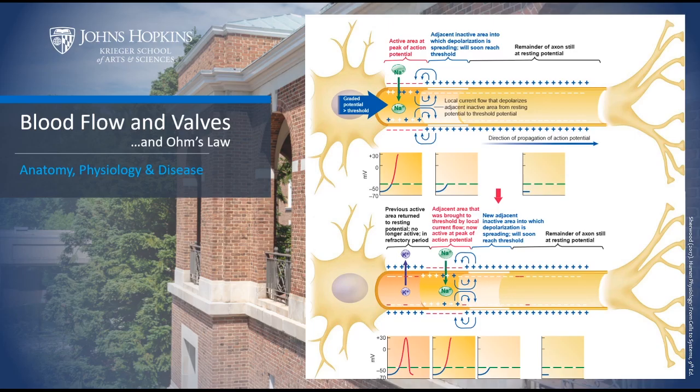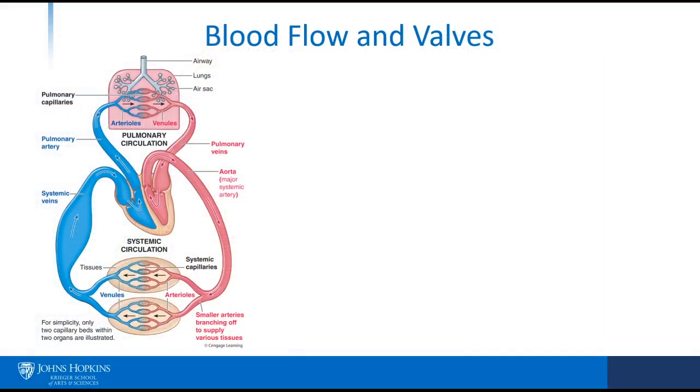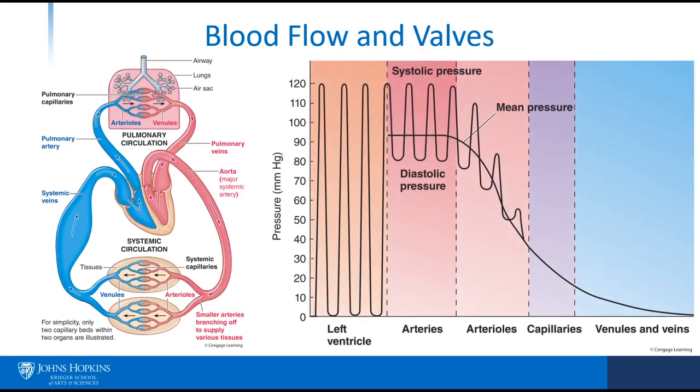In the cardiovascular system, a similar implementation of Ohm's law prevents backflow of blood as it travels away from the pumping heart. This is accomplished by several forms of vascular resistance to ultimately maintain a constant flow, liquid current, despite changes in pressure throughout the systemic circulation.